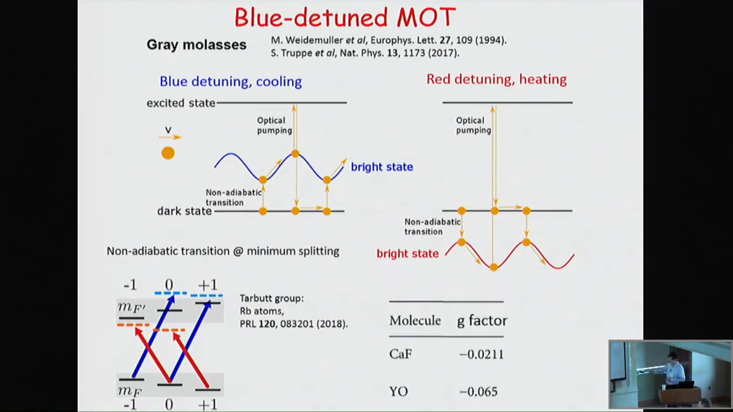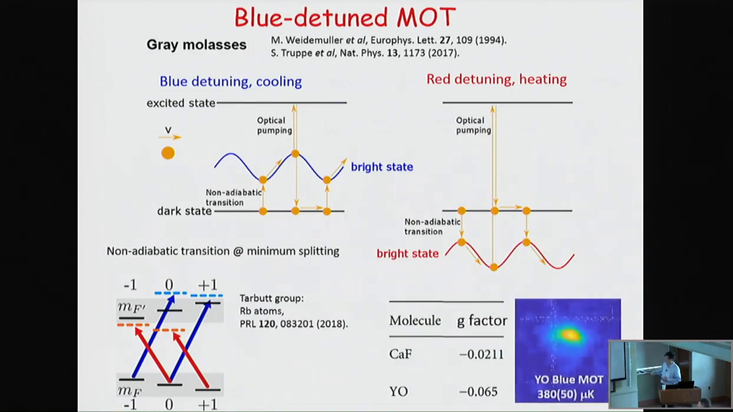And in fact, I think Mike's group tried for calcium fluoride. The g factor is a little small. YO, the molecule we have been working on in JILA, has a factor of 3 larger g factors. And indeed, Mike's group actually demonstrated this blue-detuned MOT for rubidium atoms last year. And we can now actually make that idea work for YO.